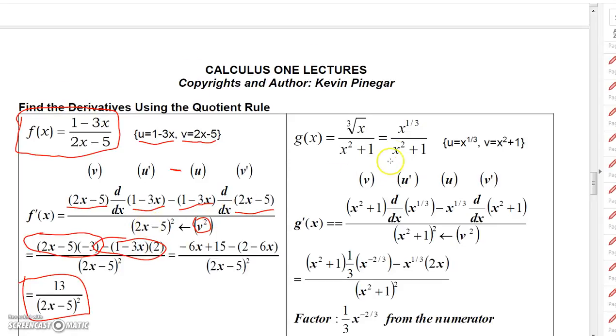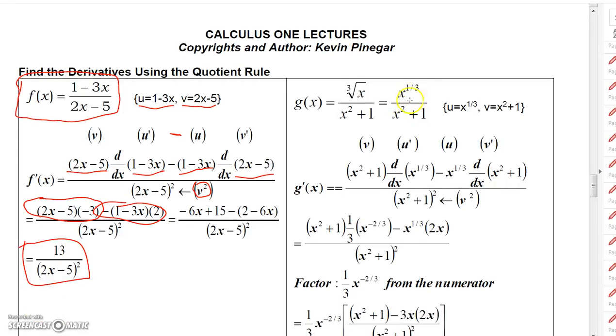Now, here's another one. Cube root of x over x squared plus 1. Notice I wrote cube root of x as x to the 1/3 so I can get its derivative.